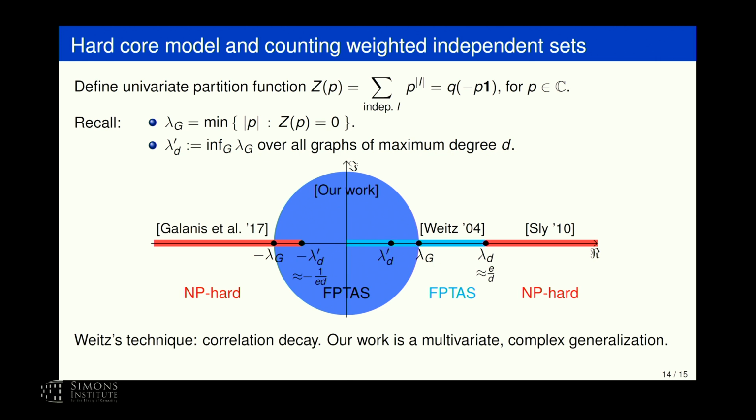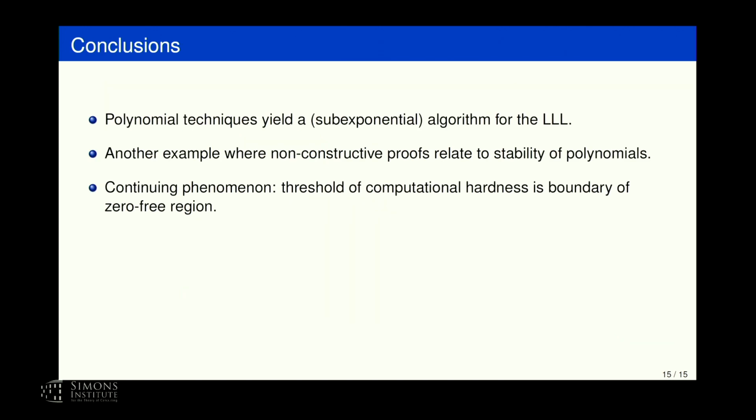So just the last word. Weitz's technique is the correlation decay technique, and our algorithm is actually the same as Weitz's algorithm, but we prove a multivariate and complex-valued generalization of that same algorithm. Okay, so I'll finish there.